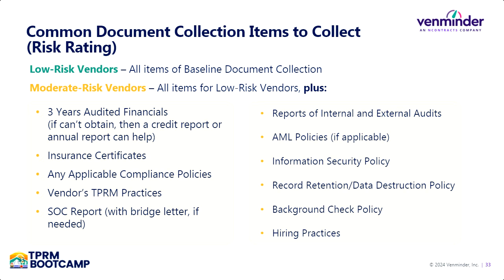Okay, so as it goes, low-risk vendors are usually just going to be that baseline documentation. But as we go to moderate risk, we're going to get all of that information, plus we're really going to start getting into their financials, audited financials, insurance certificates, all of their compliance policies, how they manage their own vendors. Sometimes we might need a SOC report, any audit reports, any relevant policies, whether that's AML or information security. We want to look at their record retention and data destruction policy, as well as background checks and hiring policies.